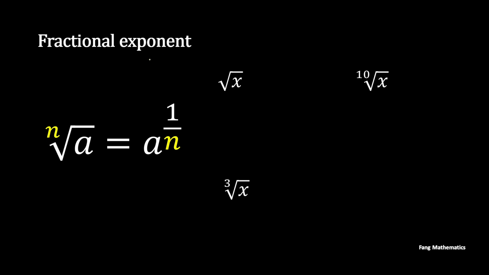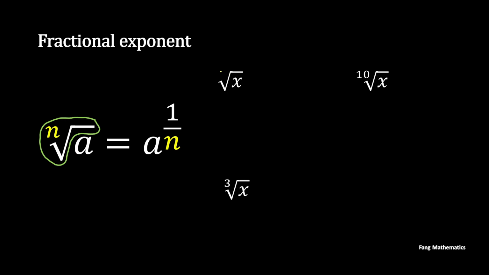Moving on, we are to introduce fractional exponent. So if you refer to the right-hand side of your formula, you have this fractional exponent 1 over n, and what causes the n to be at the denominator is because of the nth root, the radical on the left-hand side. So that tells us if you see a radical, you are to put the number of the radical at the denominator.